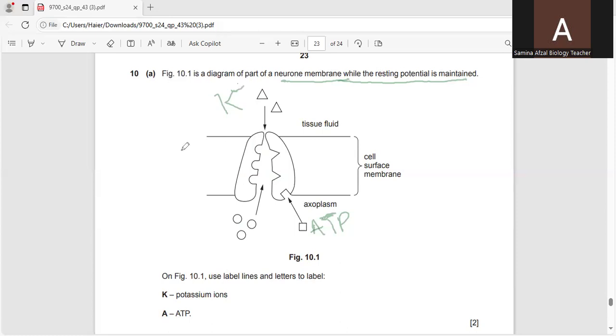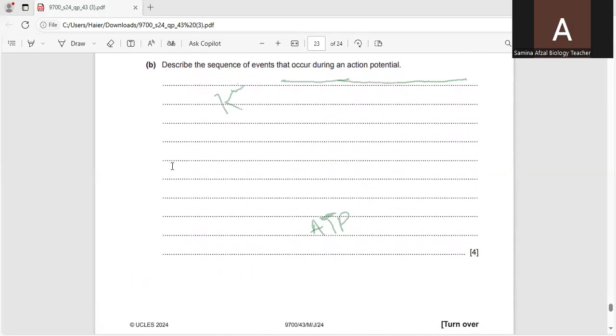Now we are moving towards the next question. The next question is, describe the sequence of events during the action potential. So we have to describe, first of all, what happens during the action potential. In this case, as usual, I will explain and then I will write some points according to the marks. An action potential is a rapid sequence of changes in the voltage across a membrane, as you have seen in the diagram.